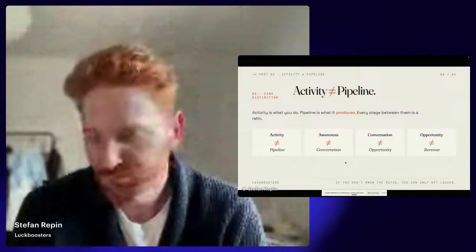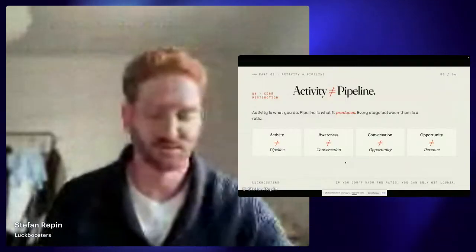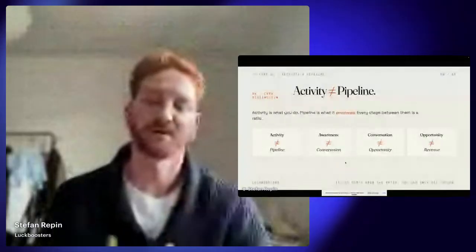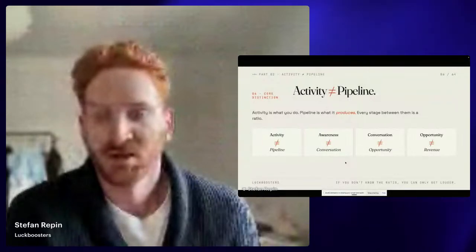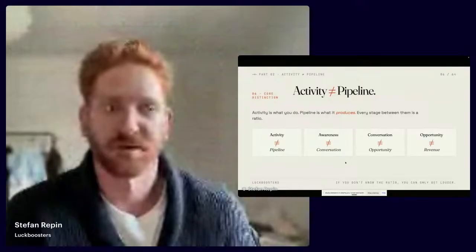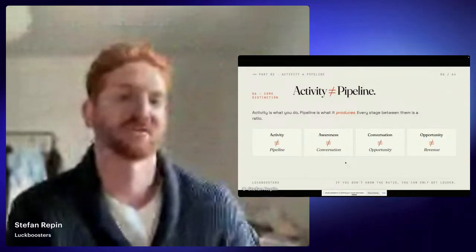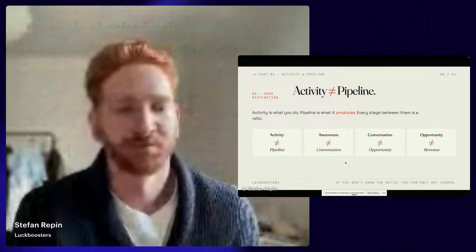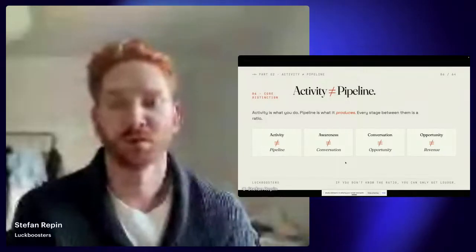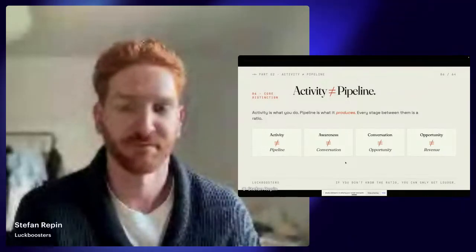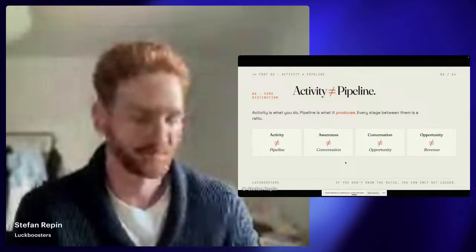What you have to understand is that activity does not mean pipeline. Activity might mean pipeline in the future if you have a long sales cycle, but by default it doesn't. Activity is what you do, pipeline is the outcome, right? So we want to be outcome focused. Activity is not pipeline. Awareness does not mean conversation. Conversation does not mean opportunity. Opportunity does not mean revenue. If you don't know the ratio, if you don't know these metrics, then doing more will not help you if you're doing the wrong things. It's like digging louder and deeper, not helping in the wrong hole, right?